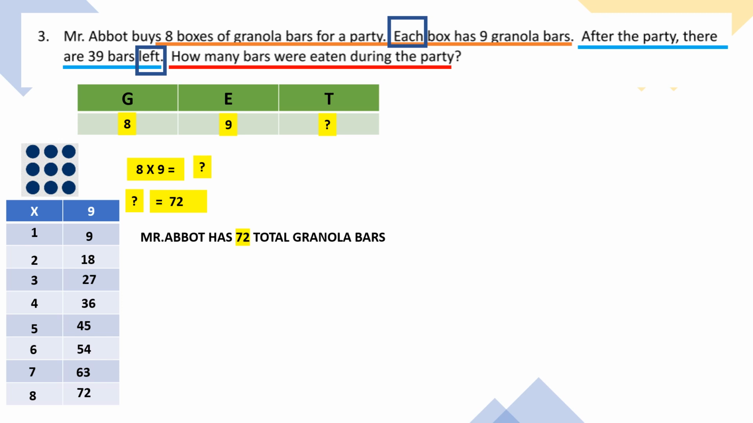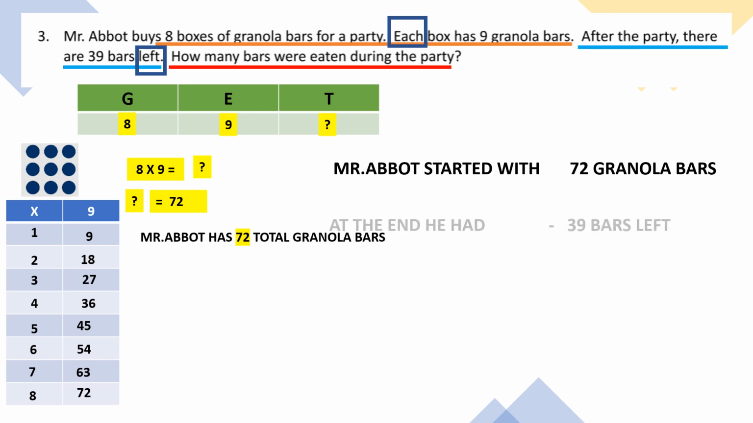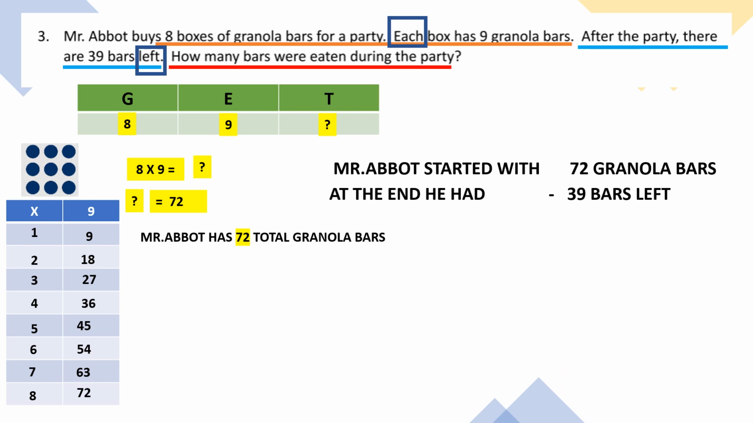That word left is a key word. Anytime I see that word, I need to subtract. So Mr. Abbott started with 72 granola bars. And I'm going to subtract the 39 bars that he had left at the end. Okay? And I'm going to set up my problem. 72 granola bars minus the 39 bars that he has left.